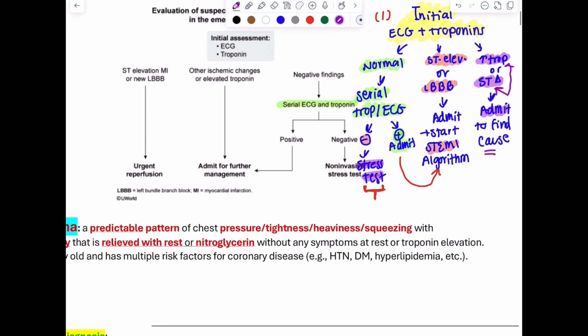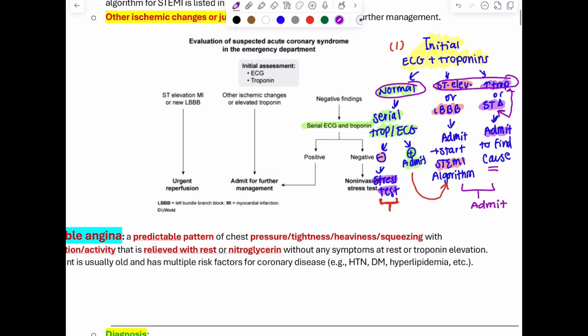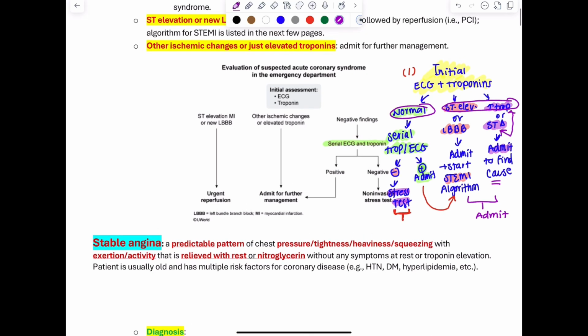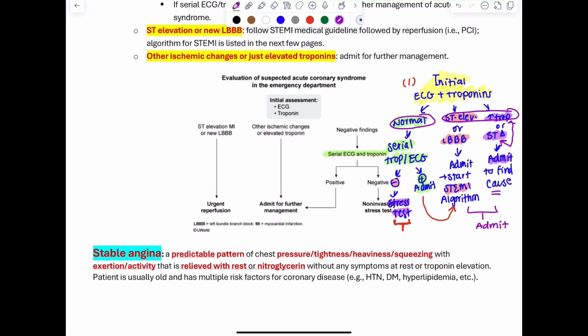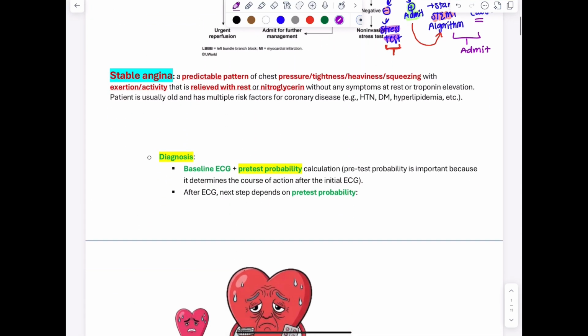So basically, at the end of the day, either you're getting an abnormal ECG and then you do admission, or it's normal and then you do serial ECG and then you either admit or you do a test. Kind of, that's what they're saying right here. This is just a framework to think about when you're doing questions that have to do with chest pain in general. So now we are going to start with stable angina.